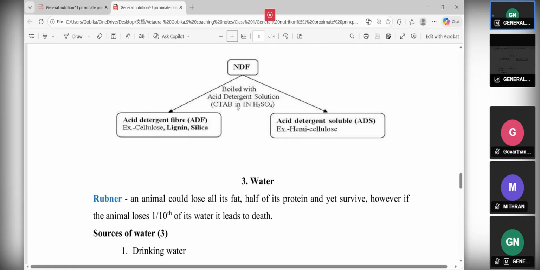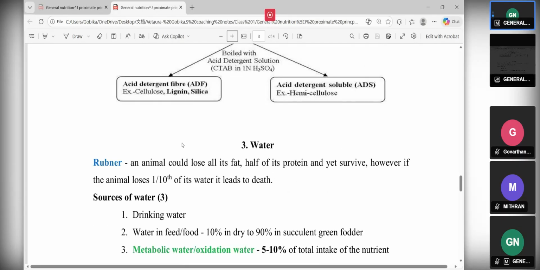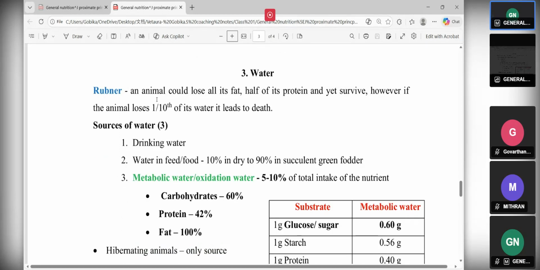Then, coming to the third topic in our syllabus, that is water. They have mentioned it simply as water in the animal nutrition syllabus. First, we should know that Rubner, a scientist, mentioned that an animal could lose all its fat and half of its protein and still survive. However, if the animal loses one tenth of its water, it leads to death.